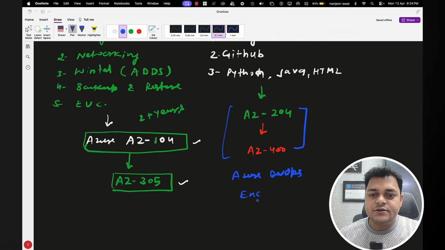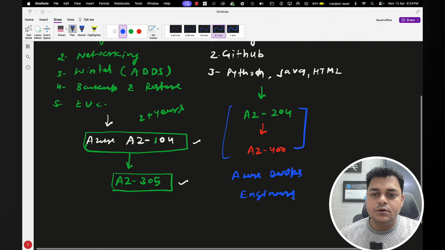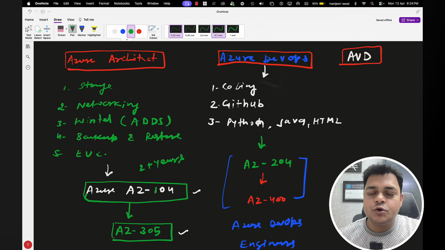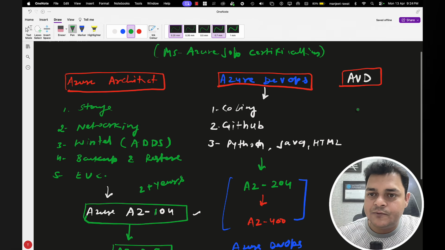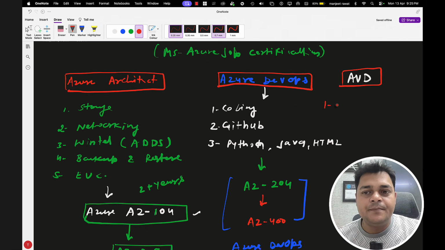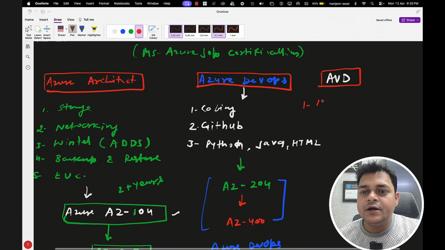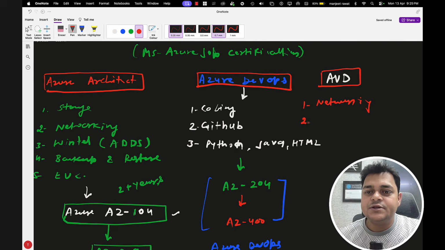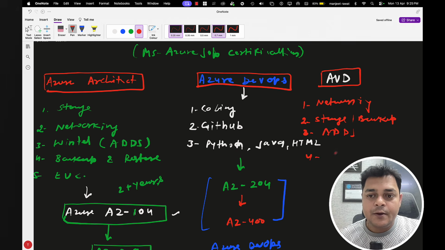And last, we are going to talk about AVD. Under AVD, you can prepare yourself for two different certifications. But before that, you should know the prerequisites. You should be clear about networking, right? You must know about networking. Second, storage and replication, storage and backup. Next, a good understanding of Active Directory Domain Services, and knowledge of VPN, meaning hybrid network.